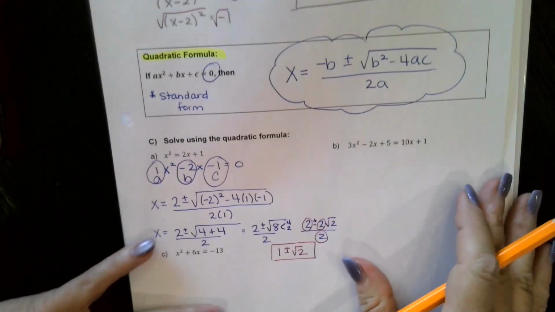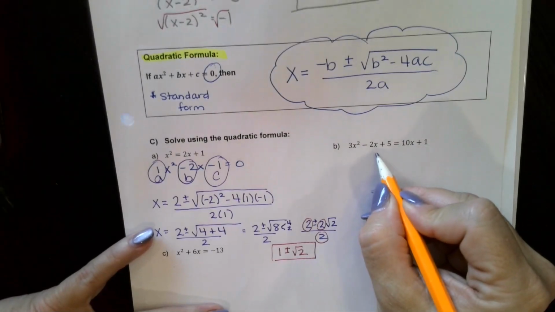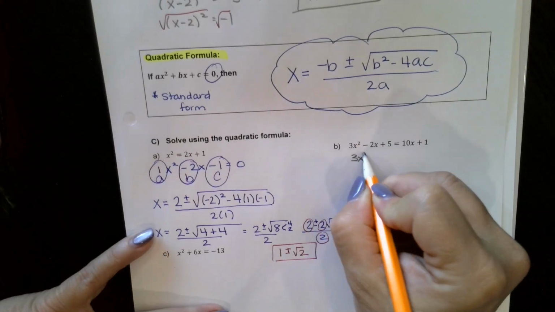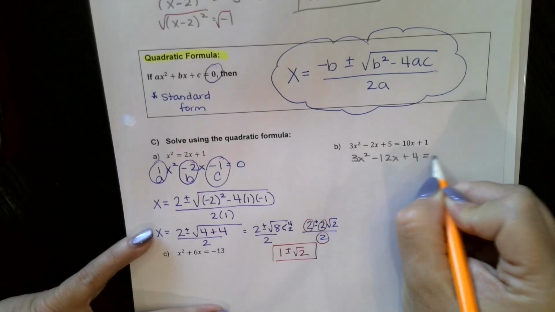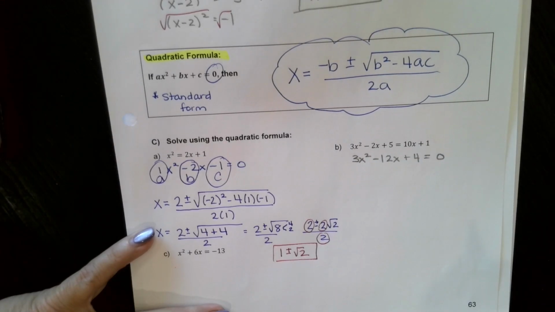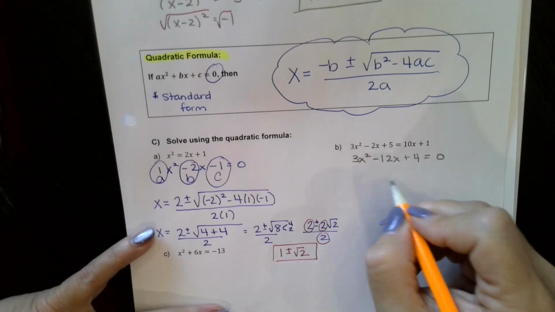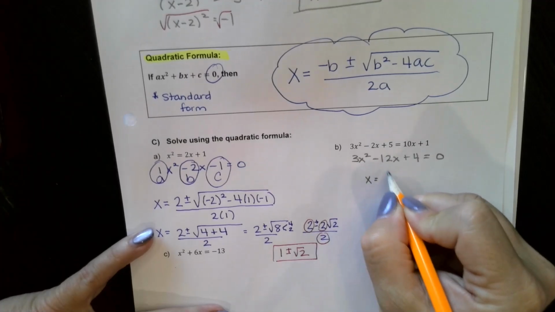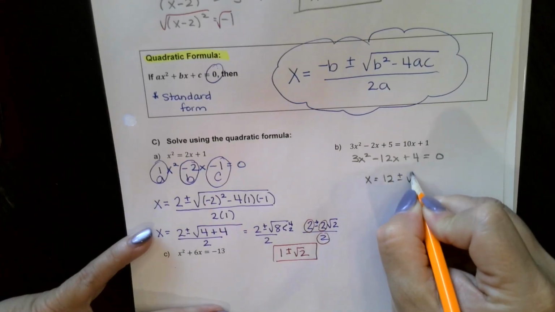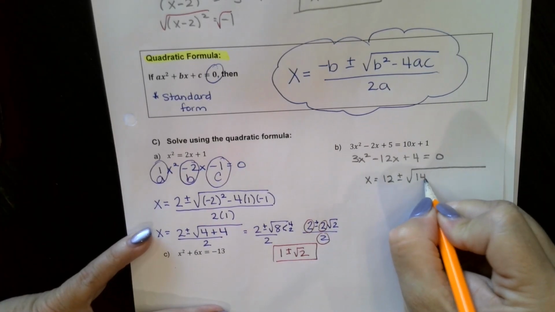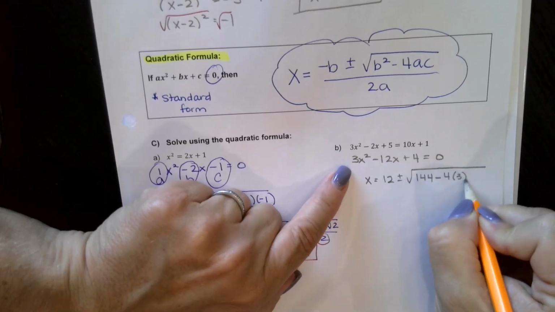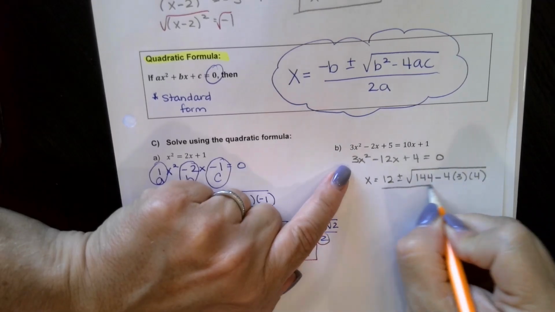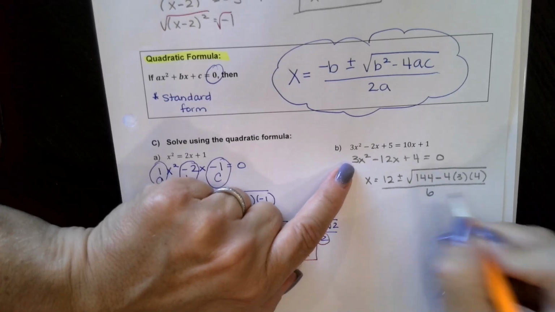Okay, let's do another one. I have to move everything over because it has to equal 0. So 3x squared minus 12x plus 4 equals 0. All right, so next step is quadratic formula. So x equals negative b plus or minus the square root of b squared, which is 144, minus 4 times a times c, all over 2a, which is 2 times 3, which is 6.